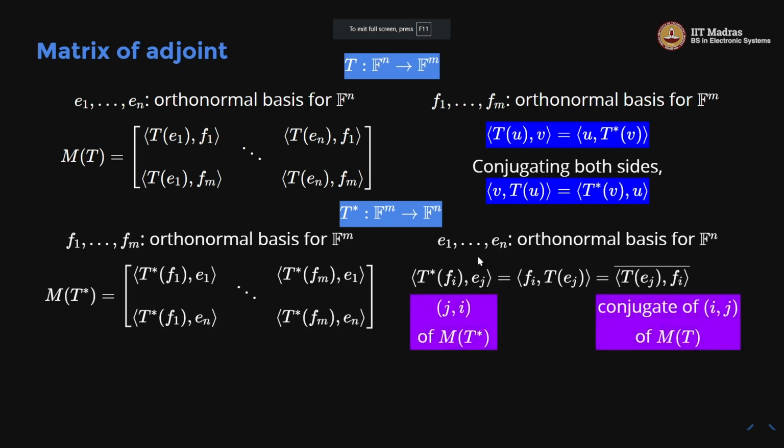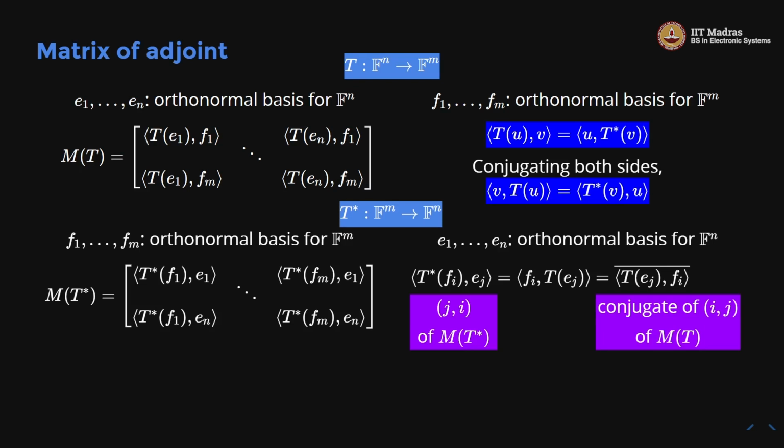So what is this entry here? This entry is the j, ith entry, jth row, ith column. That entry of M of T star is actually the conjugate of the i, jth entry, the ith row and jth column of M of T. So entry wise, these entries are related. The entry of M of T star, the j, ith entry is related to the i, jth entry. So you flip the row and the column. You're looking at the jth row, ith column; you have to go to ith row, jth column. So row and column have to be interchanged.